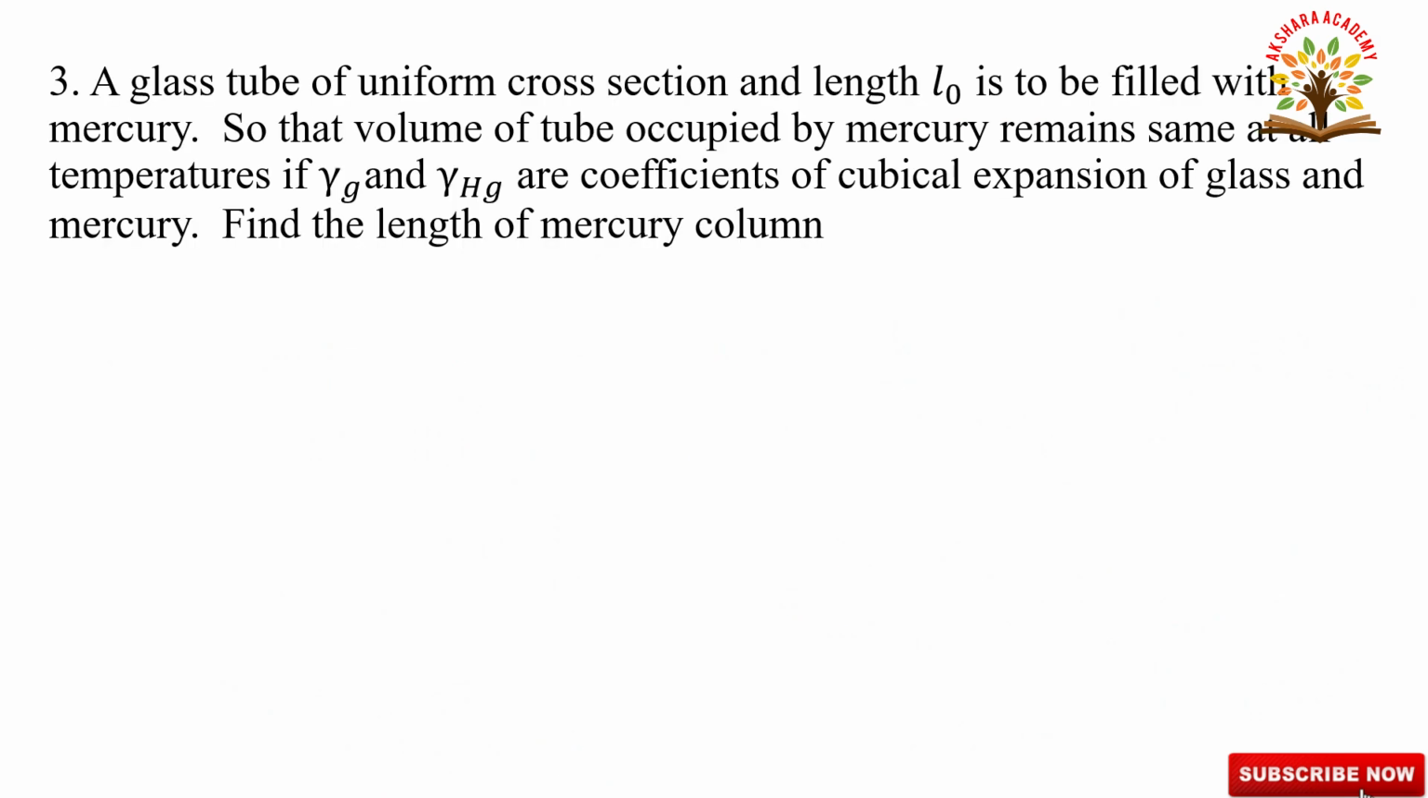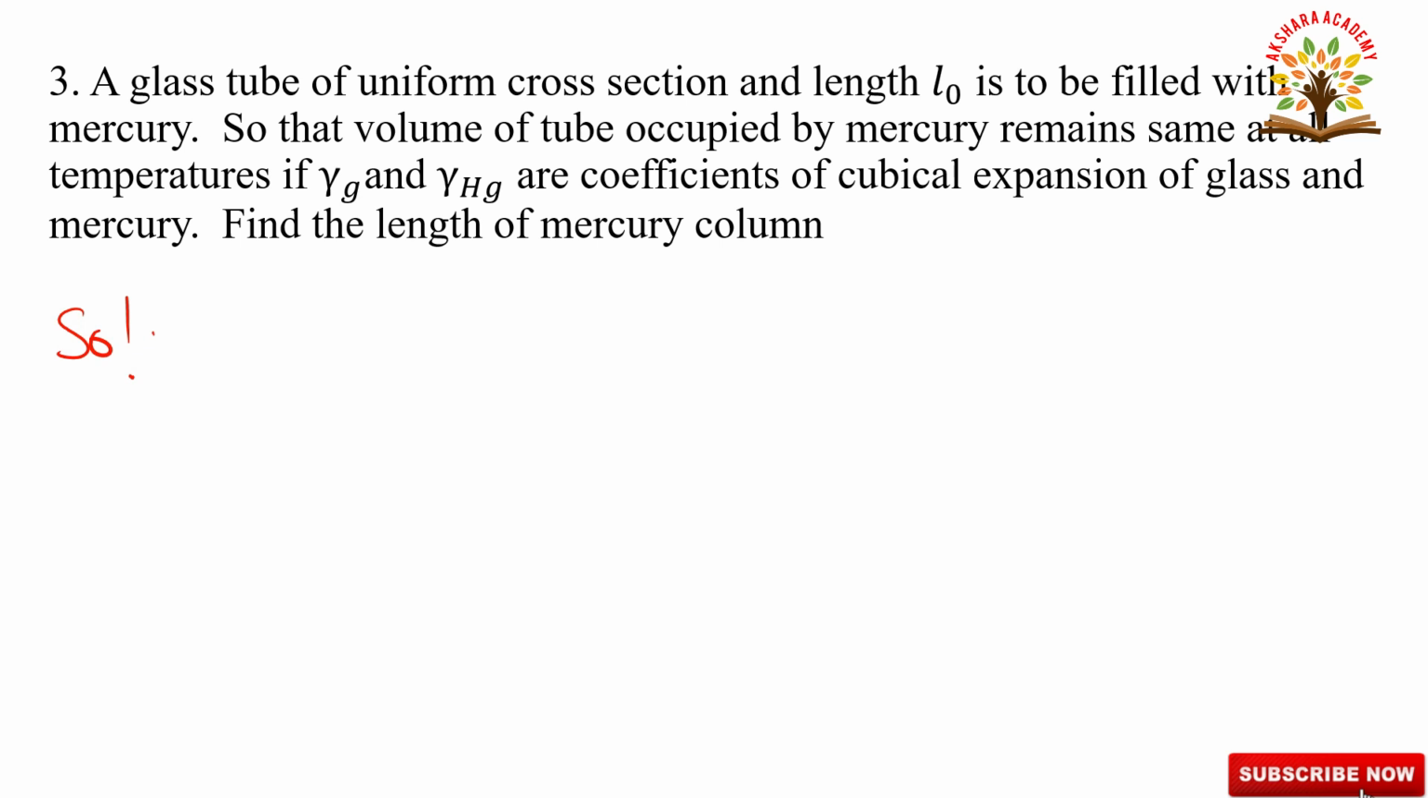A glass tube of uniform cross section and length L0 is to be filled with mercury so that volume of tube occupied by mercury remains same at all temperatures. If gamma G and gamma Hg are coefficients of cubical expansion of glass and mercury, find the length of mercury column.